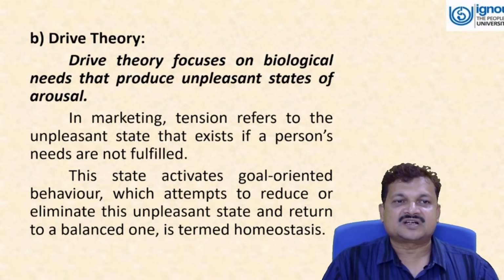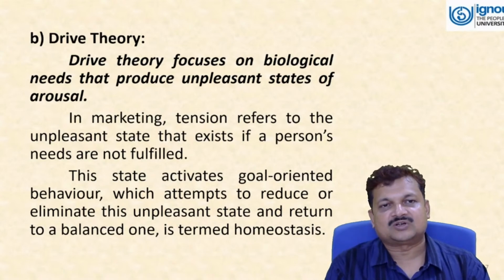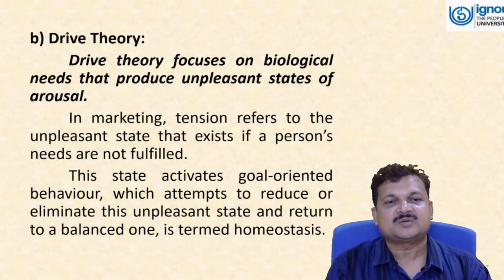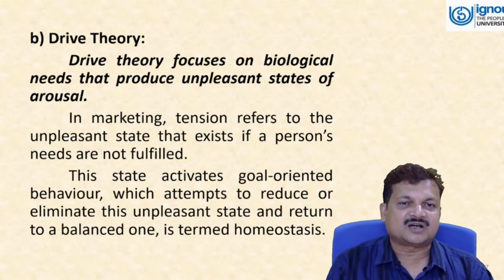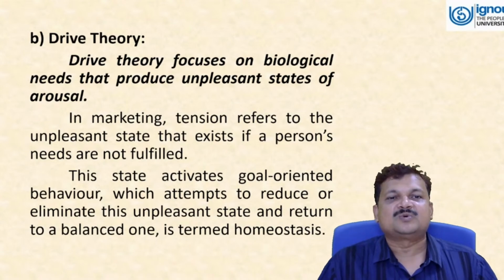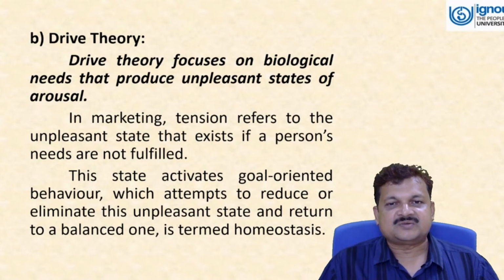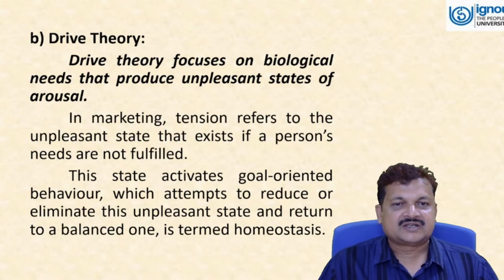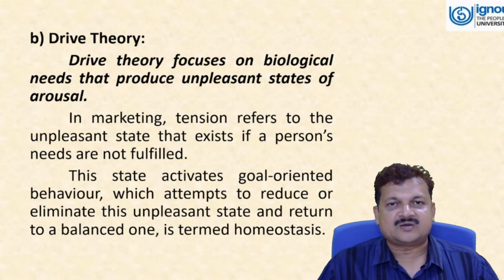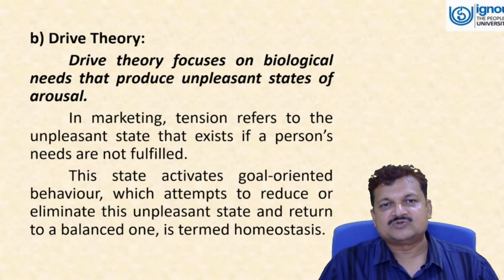In marketing, tension refers to the unpleasant state that exists if a person's needs are not fulfilled. So always when we are going for the need, either this product is not available with you, or if it is available, what is available in the market is better than your product. In those cases that unpleasant state exists, and you need to fulfill it. This state activates goal-oriented behavior, which attempts to reduce or eliminate the unpleasant state. Goal-oriented means what kind of product you want to purchase so that you can reduce this unpleasant state. So that is goal directed.